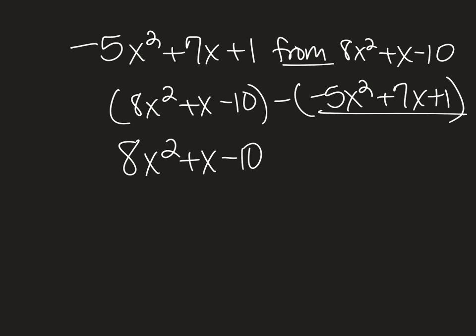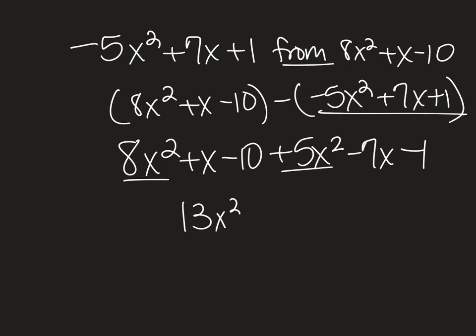So negative times negative would make that a positive 5x squared. Change this one, it becomes a minus 7x. Change the last one, it becomes a minus 1. Then, once you have changed all these signs and brought them down, you're going to combine like terms. So 8x squared plus 5x squared is 13x squared. 1 minus 7 gives you negative 6x. Negative 10 minus 1 gives you negative 11.